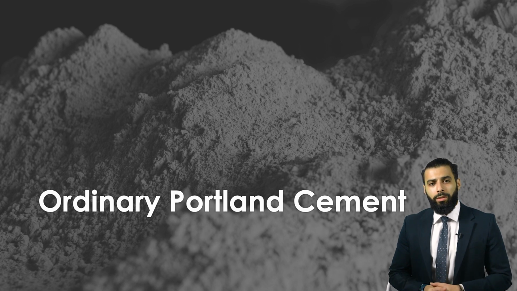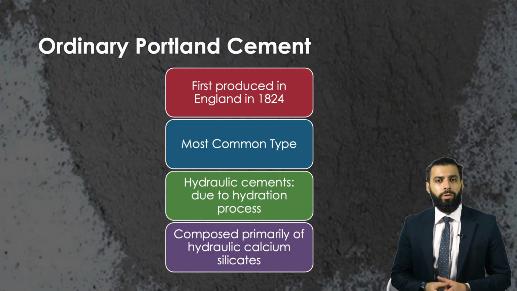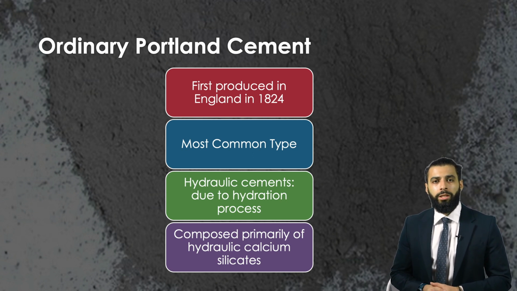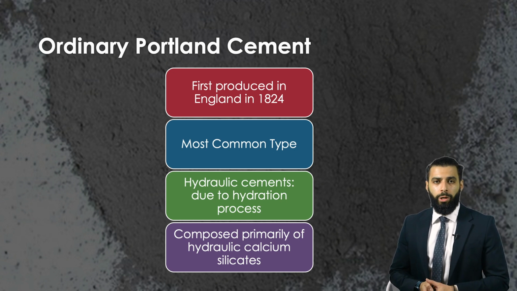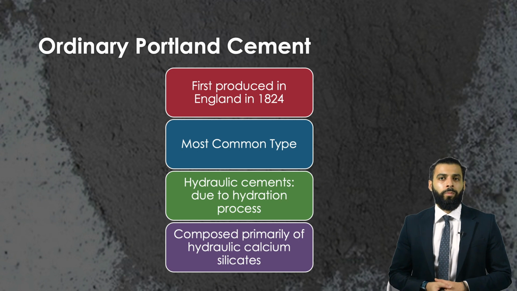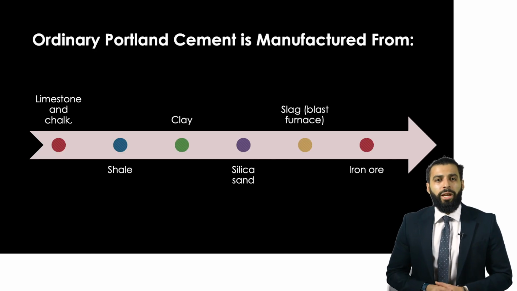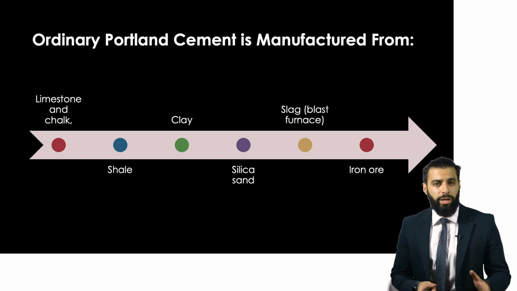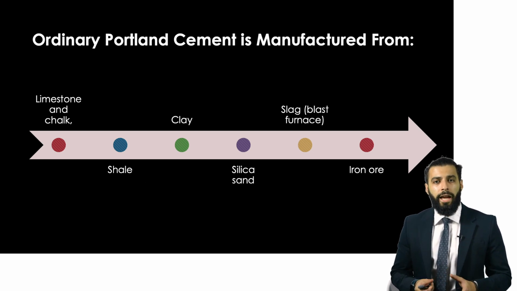The most common type of cement, the ordinary Portland cement, was first produced in England in 1824. As I said, it's the most common type that's used worldwide. It's a hydraulic cement because of the process of hydration, and it's composed primarily of hydraulic calcium silicates, as we will see in a different video when I talk about the hydration process. Now, the main components of OPC, ordinary Portland cement, there's limestone, and that's the main component, of course. Then we have shale, clay, silica sand, slag, and then iron ore.